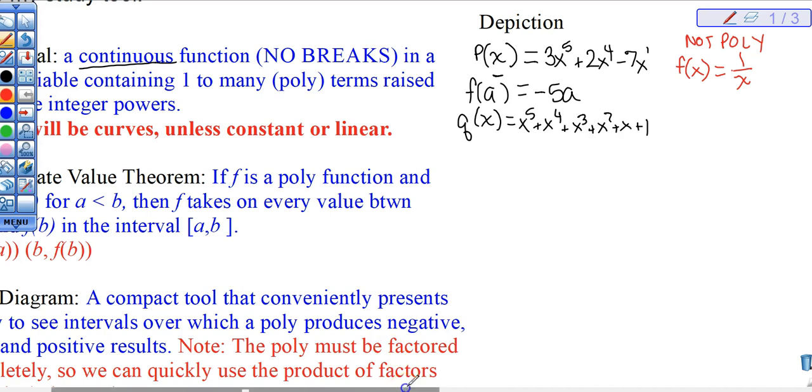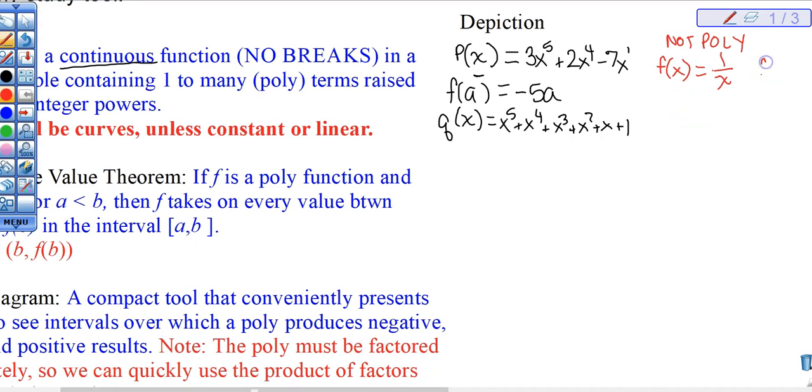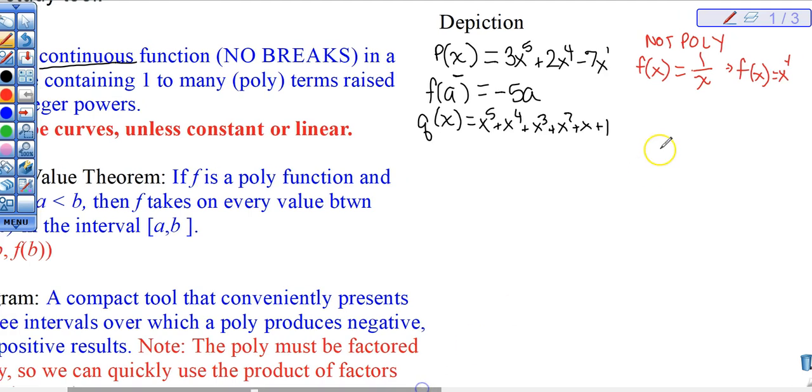So that's one thing. But if I were to write this with an exponent, it would look like this. The f of x is equal to x to the negative 1 power. That's what that would look like. That's a negative integer. That's not a polynomial. Another one would be f of x is equal to the square root of x. Why isn't that a polynomial? What's that exponent if I put it in exponential form? X to the what power?